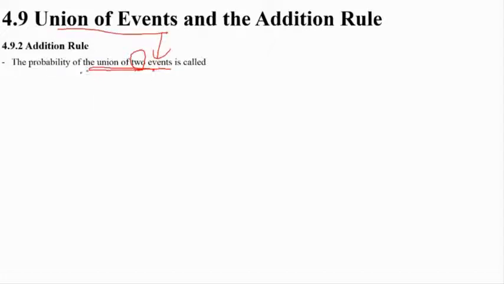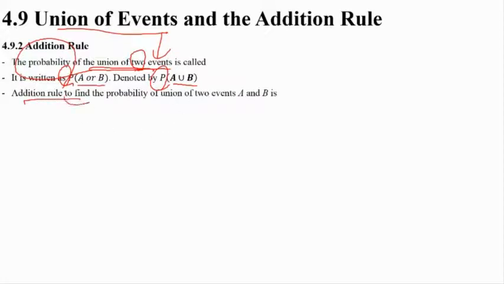Alright, the addition rule this time. What is the addition rule? It's the probability of the union of two events, A and B. Same thing as before, but before we just counted number of people, number of events. Now it's the probability of the event, so we just put P in front: P of A or B, P of A cup B, or A union B. The addition rule finds the probability of the union of events A and B.